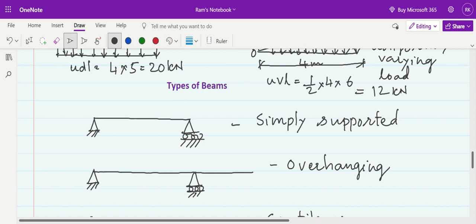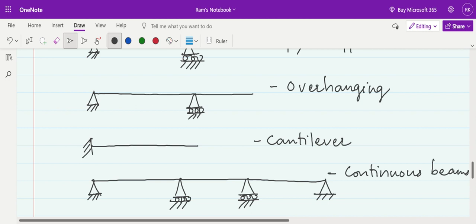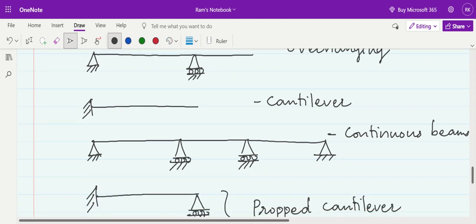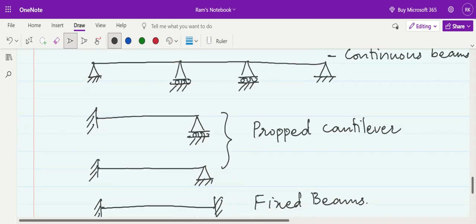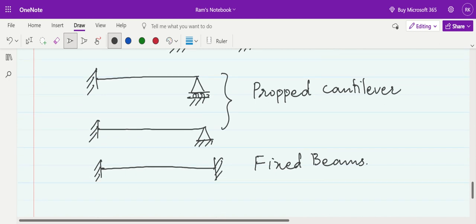And types of beams we have seen: when one of the ends is hinged and the other end is roller, it is simply supported. When one of the ends is hinged, the other roller, and one more end is just free, it is an overhanging beam. Then one of the ends is fixed, the other is free, that is a cantilever beam. And then when a number of ends are hinged and intermediate supports are either roller or hinged, it is called a continuous beam. When one of the ends is fixed and the other end, instead of being free like our cantilever, is resting on a roller support or a hinge support, we call it a propped cantilever. And when both the ends of the beam are fixed, this is a fixed beam.